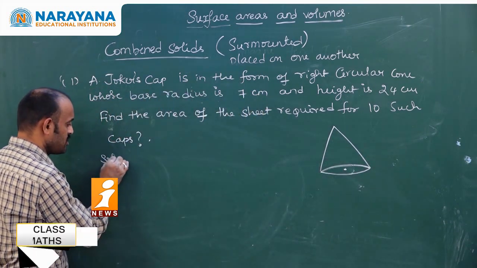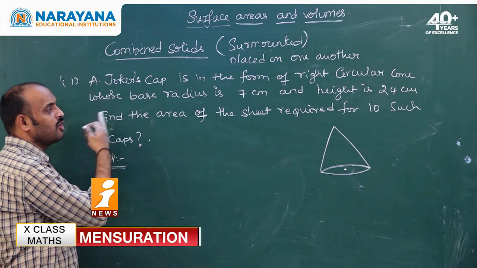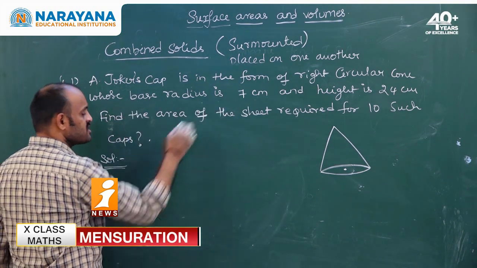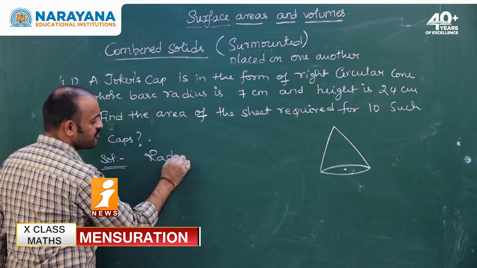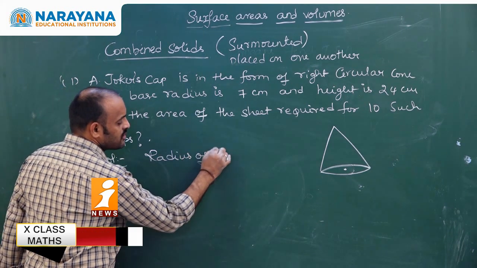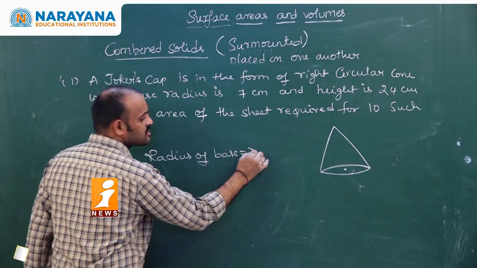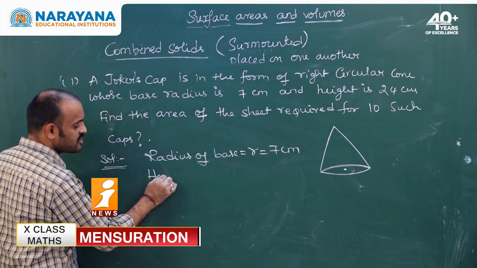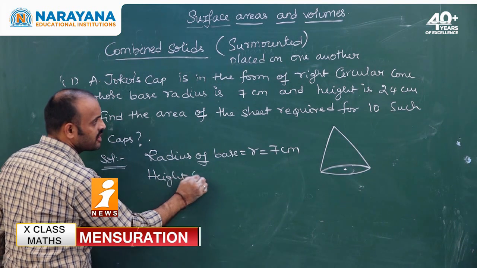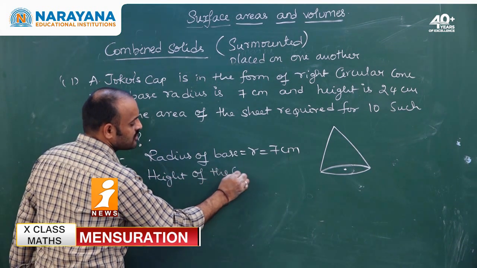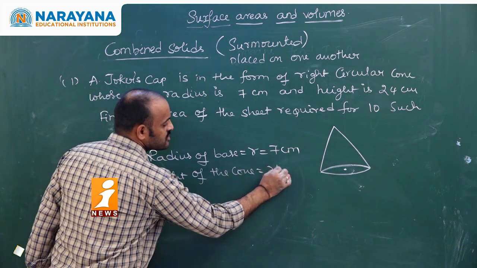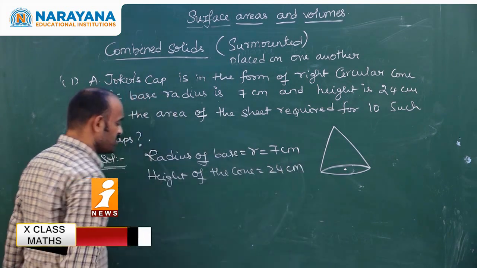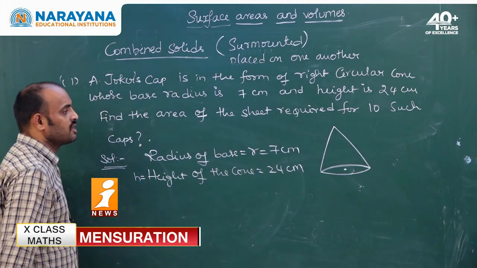Solution. They have given all the dimensions. Radius of the base is 7 centimeters, and the height of the cone is also given. Height of the cone is 24 centimeters. H we can call it.